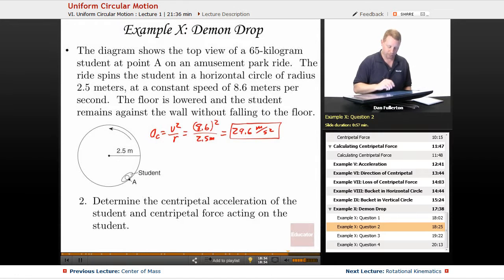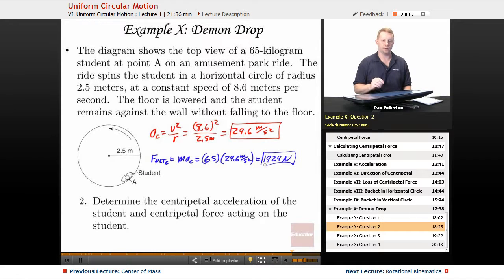And if we want the centripetal force, it is going to be m a_c, which is 65 kilograms times our centripetal acceleration, 29.6 meters per second squared, or 1924 newtons. Some force is pushing or pulling the student toward the center of the circle with 1,924 newtons of force.